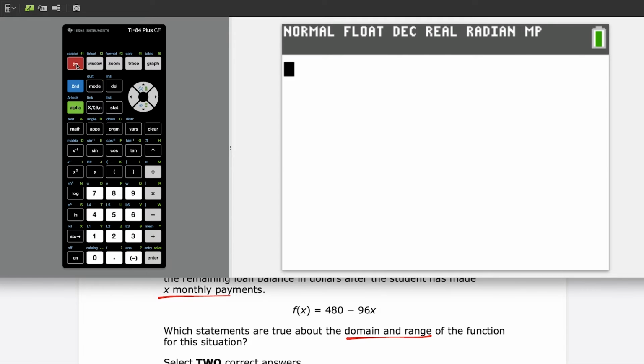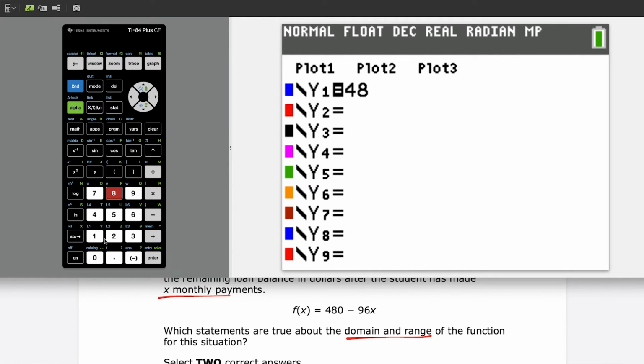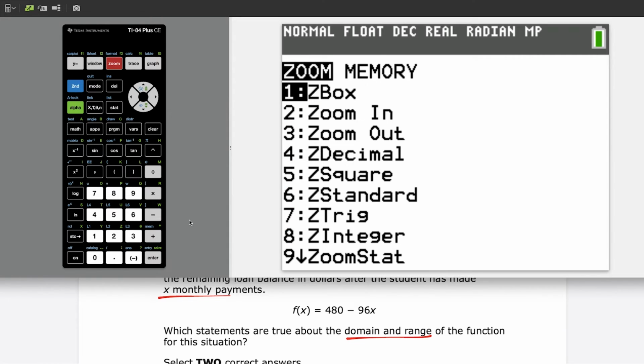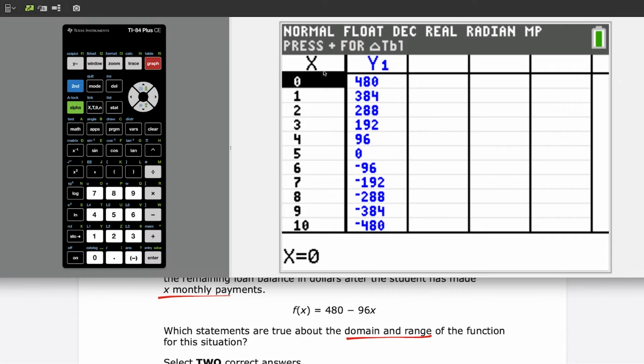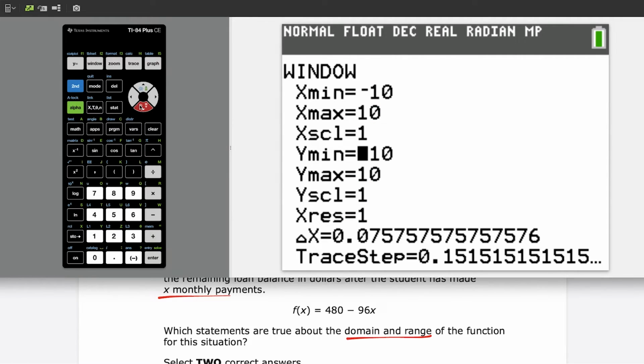But what we could do here is we could go over to the y equals, and we'll type in 480 minus 96x. Now, if we go to graph this in standard mode here, in the -10 to 10 window in the x and y, notice that we don't get the best picture of what's happening. And that's because the student borrowed $480. So we would have to bump the y-axis up to 500. Okay, I'll put our y maximum here. And if we look, we're not going to be going back in time. So I'll put x minimum of 0.